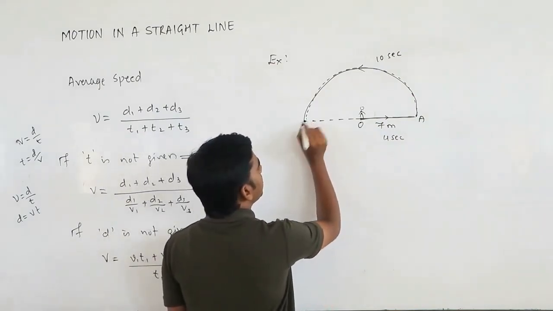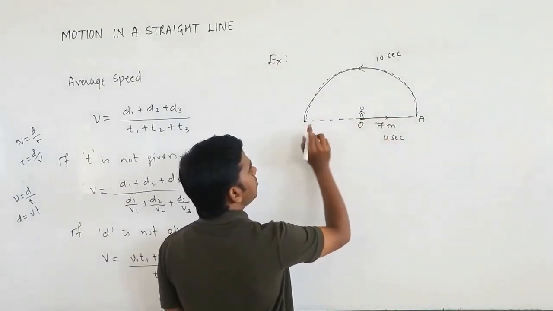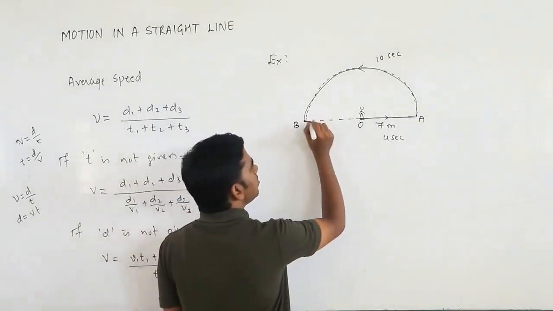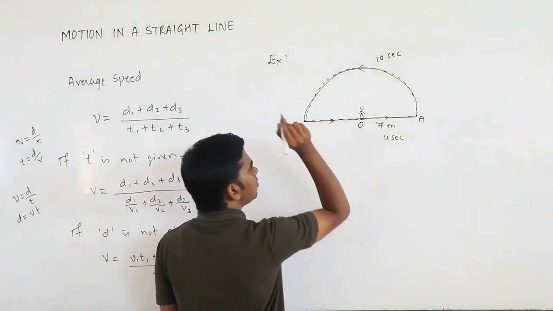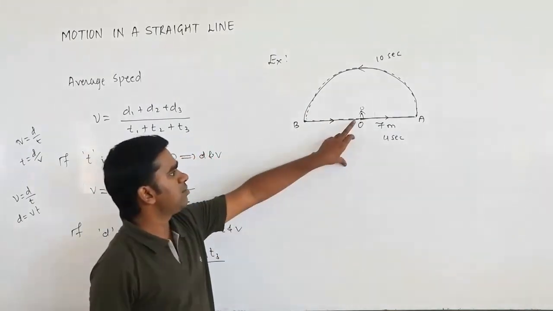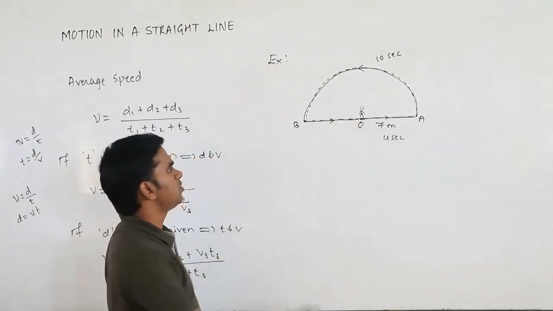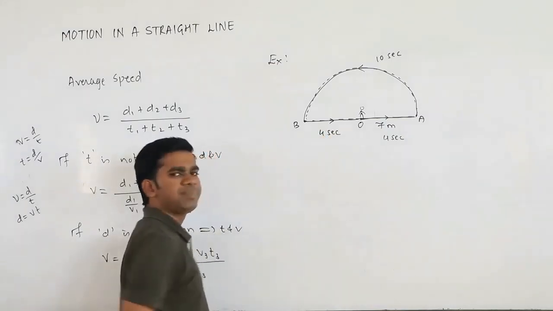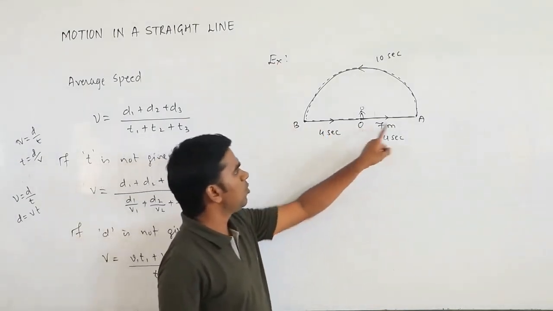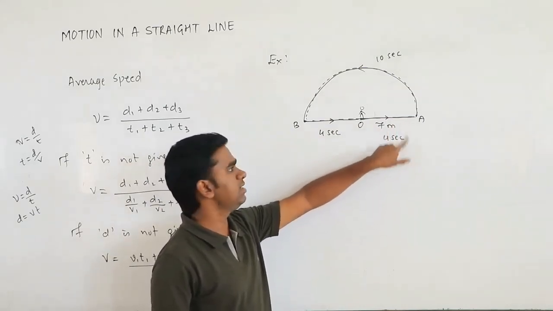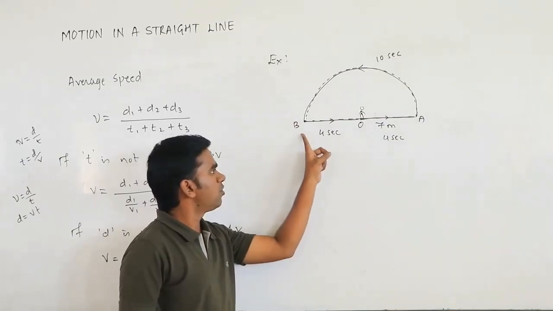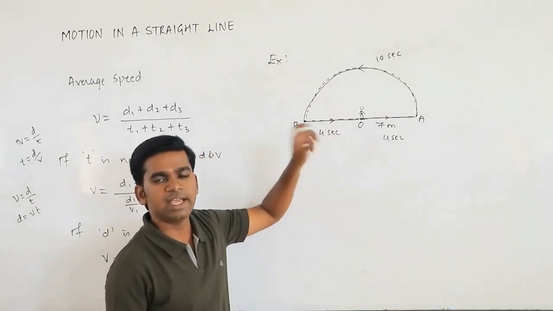Now he comes from A to B. He will not stop here. Again he comes back to his original position, point O. How much time will he take? Again he will take 4 seconds only. To go from O to A, it took 4 seconds. To come from A to B, it took 10 seconds. To come from B again to O, it took again 4 seconds.